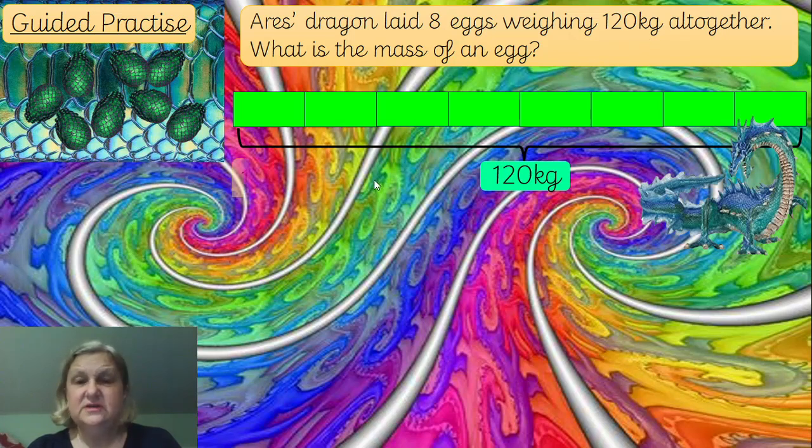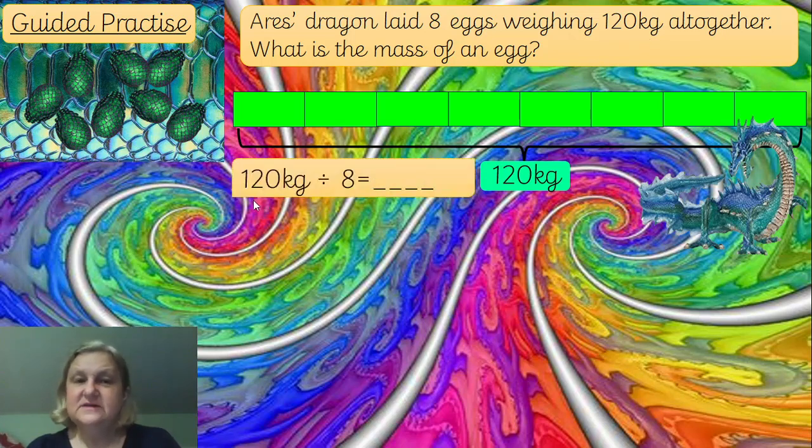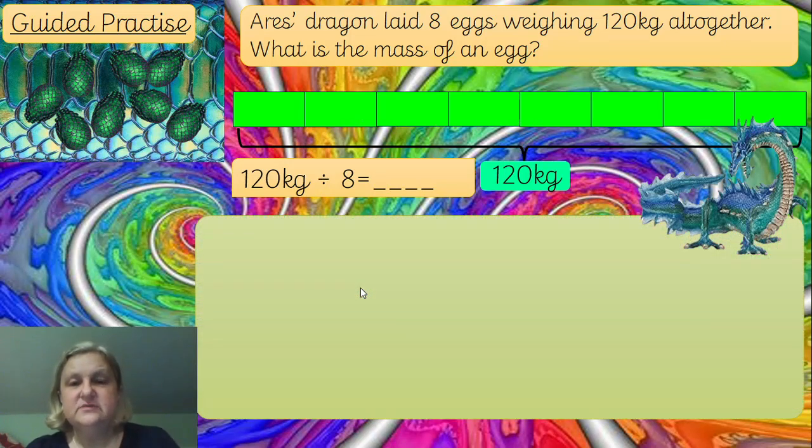They're huge. These gods do go in for big things. So do dragons. Dragons' eggs, they're huge. So 120 kilograms divided into 8 sections. Okay, that's our sum to start with.